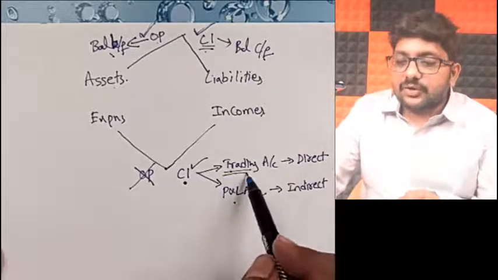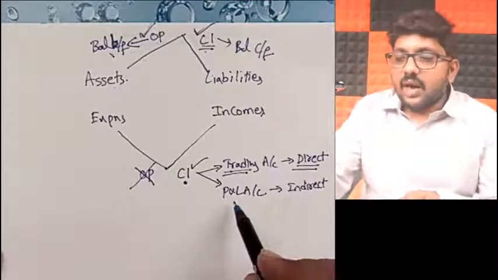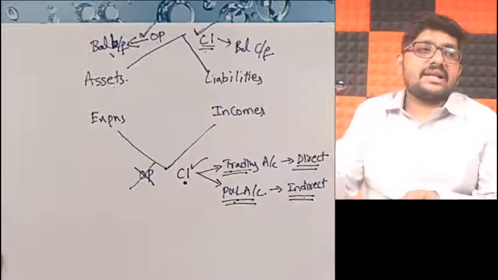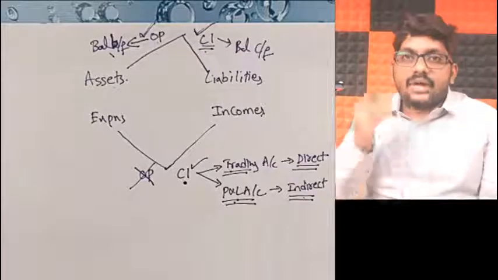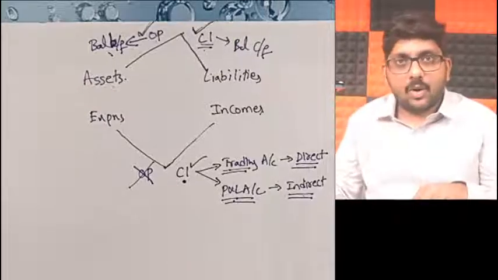Which items will I transfer to trading account? Direct incomes and direct expenses. What kind of items will I transfer to P&L account? I will transfer indirect incomes and indirect expenses to profit and loss account. What is direct and what is indirect? That I will explain to you. Wait for a moment.